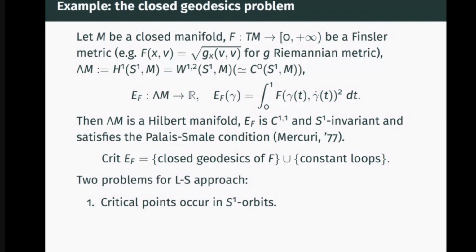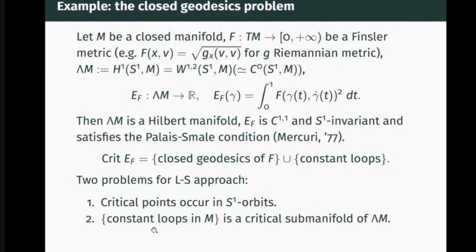And for this Schnirelmann approach, there's this problem. The S1 orbits occur here. And for this we can come up with equivariant versions of the Schnirelmann category. So this is a way of counting orbits. But the second problem, which is a problem for the other approaches as well, namely this space of constant loops in M, is a critical submanifold of ΛM. This has the same dimension as M itself, but when we count the orbits with the Schnirelmann methods, we don't know in which sense this space contributes to this counting.